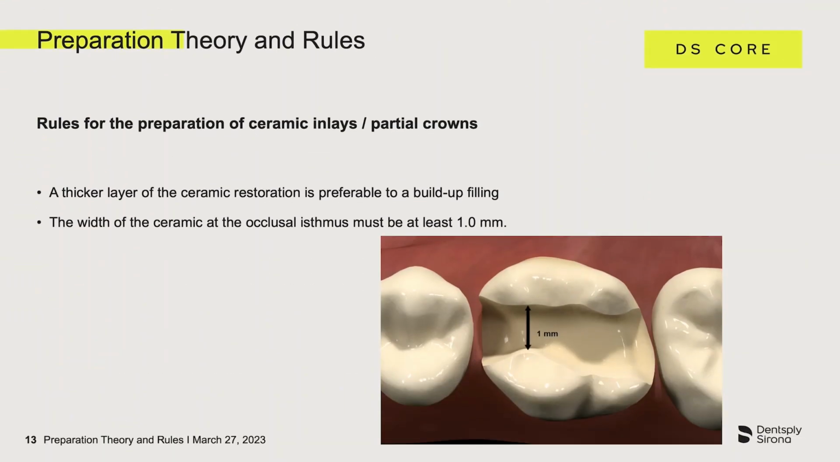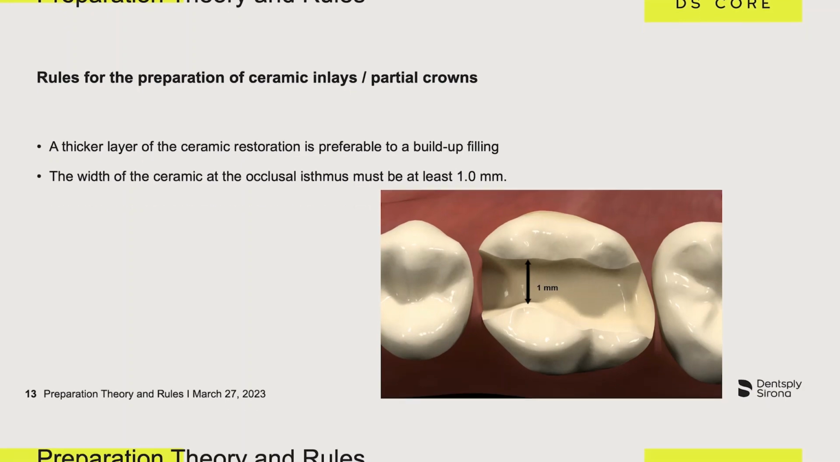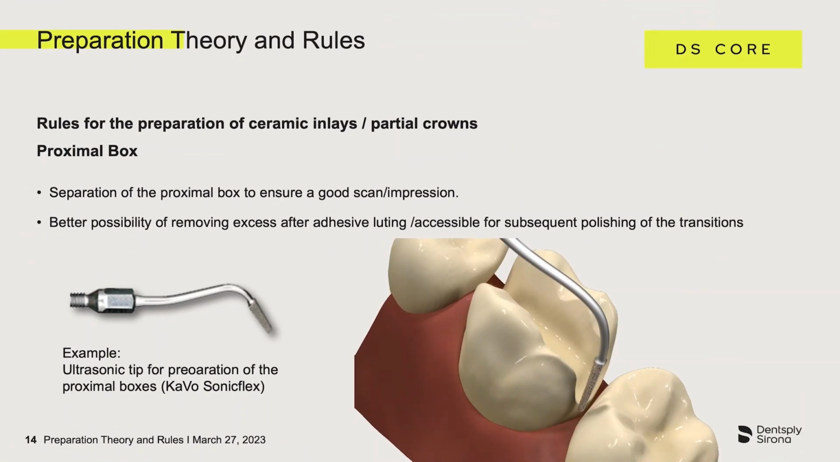If we now look at this inlay preparation from the occlusal view, it should be noted that the width of the ceramic at the occlusal isthmus should be at least 1 mm with the Cerec Tessera material. Now we look at the preparation of the proximal boxes. The proximal boxes should always be separated. Separation ensures that a good scan or impression can be made.